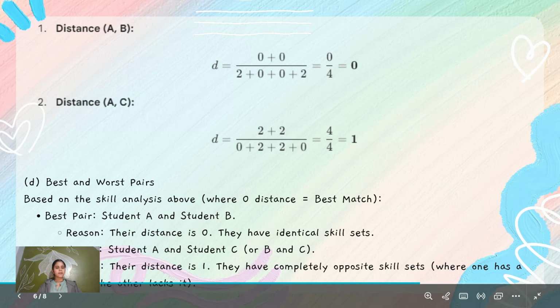Question D. Find the best and worst pair. Based on the skills analysis above, where 0 distance is the best match, the best match is student A and student B. The reason is their distance is 0, they have identical skill sets. And the worst pair is student A and student C, or B and C. The reason is their distance is 1, they have completely opposite skill sets where no one has a skill that the other lacks.